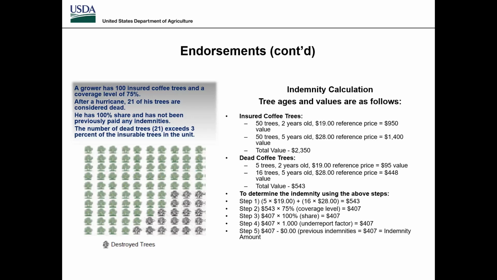An underreport factor would only be used if the number of trees or the acreage was misreported on the acreage report. But in this scenario, we are using a factor of 1. And in step 5, we would subtract any previous indemnities. Since there were no previous indemnities, the total indemnity in this scenario would then be $407.